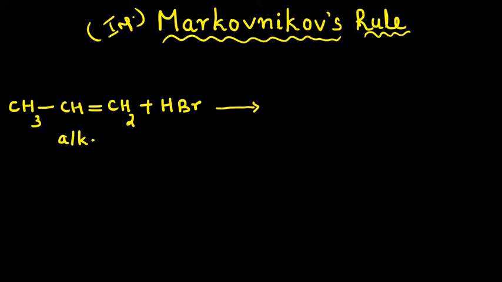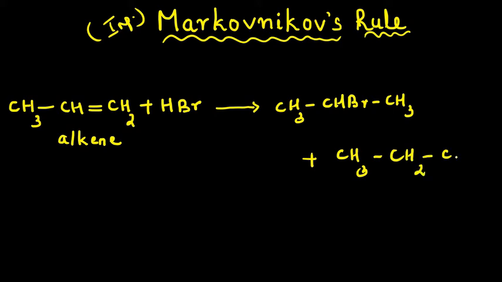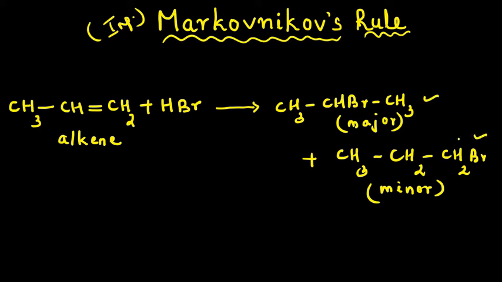When propene, which is an alkene, reacts with a hydrogen halide, we get the products CH3CHBrCH3 plus CH3CH2CH2Br. Here you can see that in this reaction we are getting two products, and these two products are not in equal amounts. One is a major product that is formed in larger amount and another is a minor product. Why we get these two different products in unequal amounts, we will be discussing.